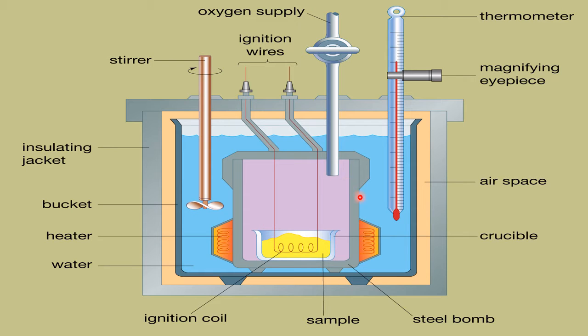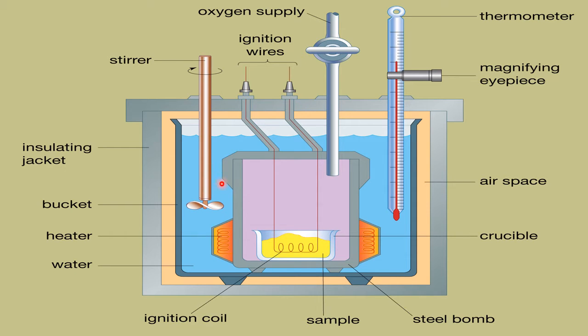This is the bomb, a steel bomb, very compact. This is the calorimeter outside, the chocolate or red part. The thermometer is to note down the temperature. Here is the water. And this is the device for supply of oxygen for the burning. And this is called a stirrer, which constantly rotates so that the water is stirred properly to maintain uniform temperature.